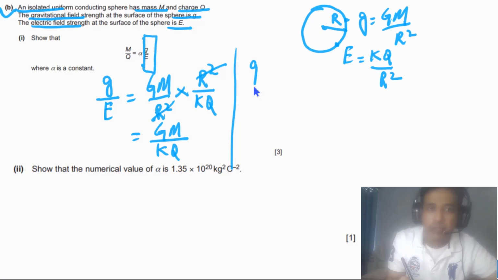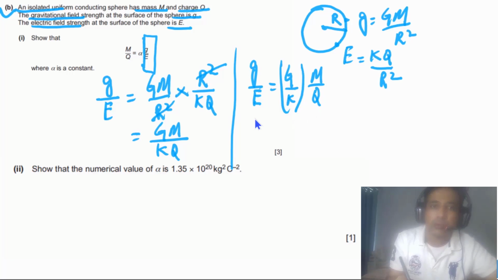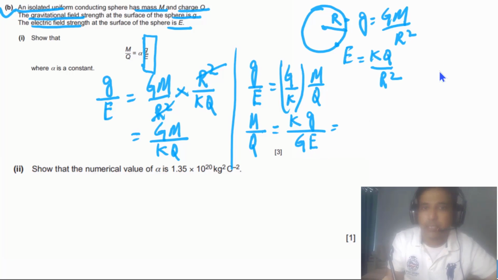So we can rearrange this one. We can write g over E is equal to G over K, and here we have M over Q. So if we rearrange, we can write M over Q is equal to K times small g divided by capital G times capital E. But for K we need to understand K is equal to 1 over 4 pi epsilon naught. So this is K, so we can plug in here.